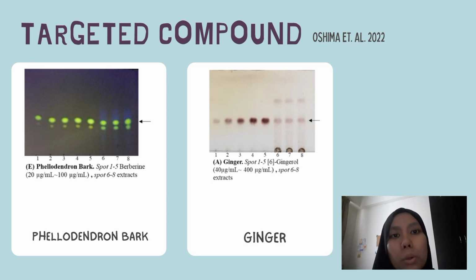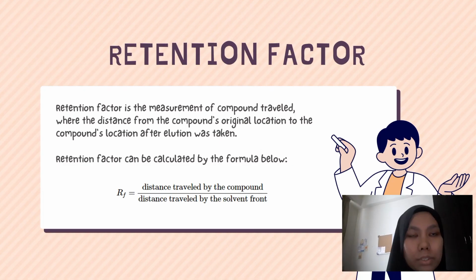For the phellodendron bark, spot 1 to 5 is berberine, their targeted compound, and spot 6 to 8 is their extract. And for the ginger, spot 1 to 5 is gingerol, the targeted compound, and spot 6 to 8 is the extract. For the general thin layer chromatography, I will explain about the detection factor of this chromatography.